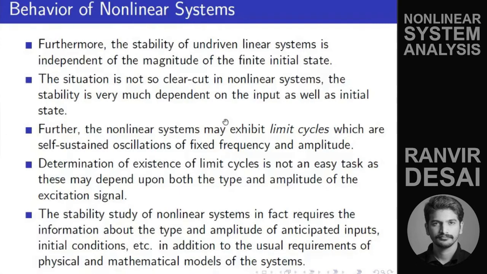So the final point is the stability of nonlinear systems requires information about type and amplitude of the anticipated inputs and initial conditions, in addition to the usual requirement of physical mathematical models of the system. So you require an accurate model of the system first, then the exact parameters, the exact relationships between the objects involved in the system. Even if you have the most accurate model, if you don't know what kind of input comes, what kind of air turbulence, let's say, it may be sinusoidal, it may be a step, or even an impulse.